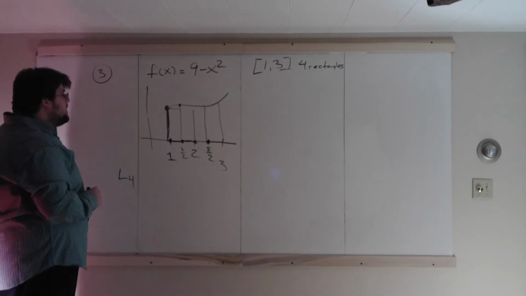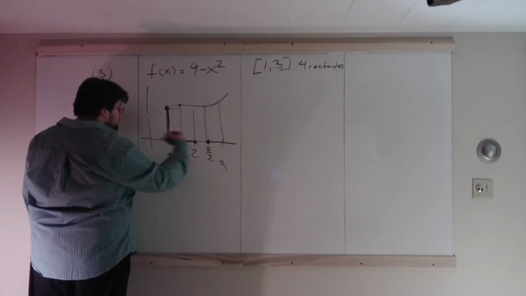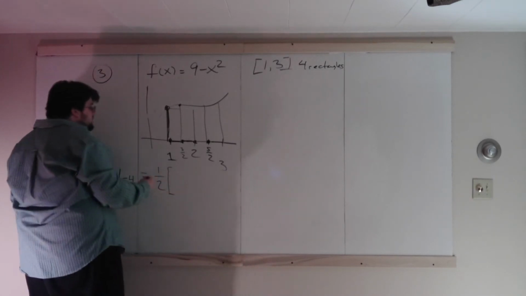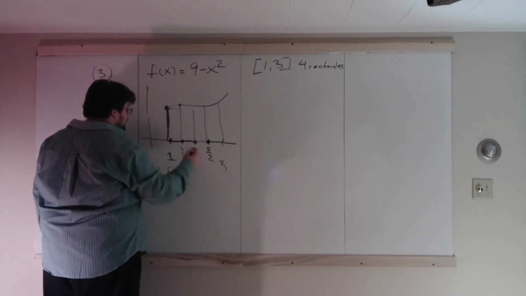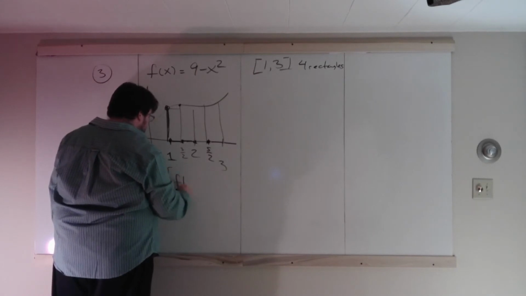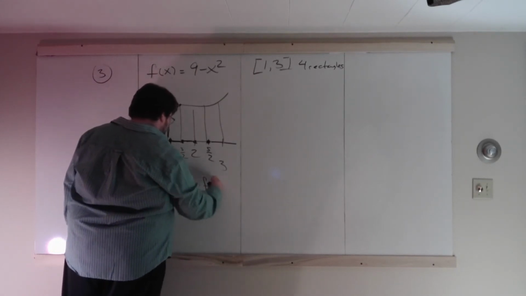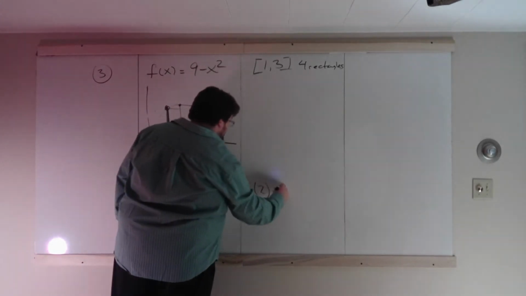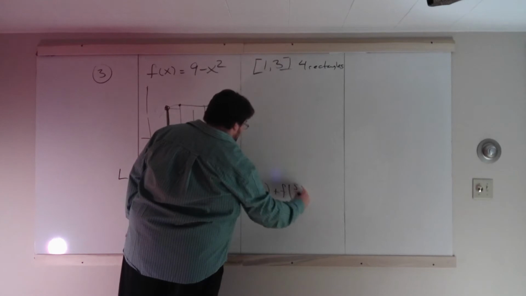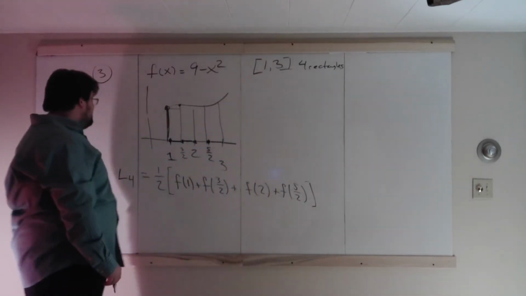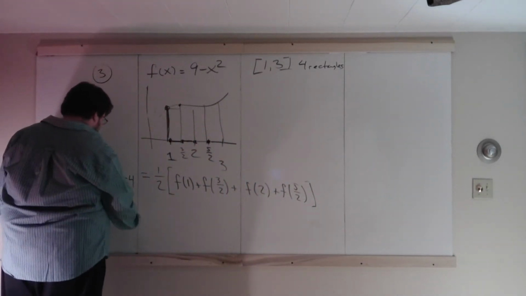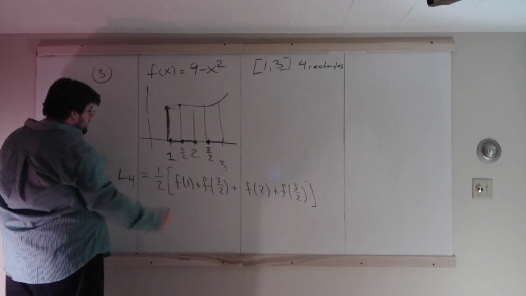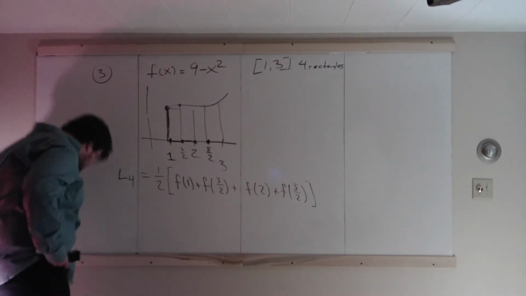The left approximation with 4 rectangles is: one side length is 1/2, and the other pieces are just the heights of these first 4 rectangles. So that's f of 1 plus f of 3/2 plus f of 2 plus f at 5/2. And similarly, the right approximation. You might want to leave a couple lines between your left and right approximations, because I'm going to simplify that in a moment.